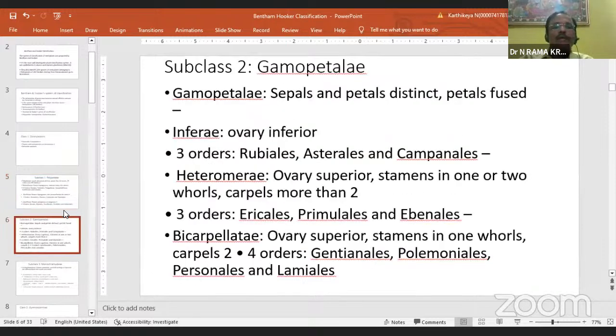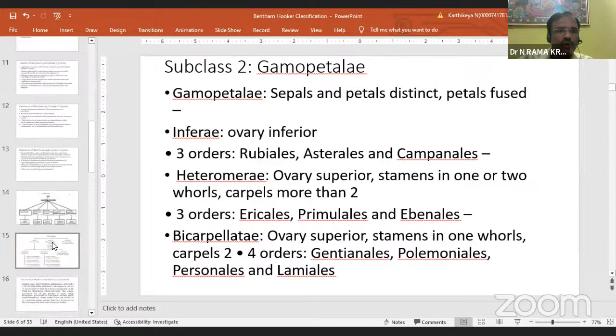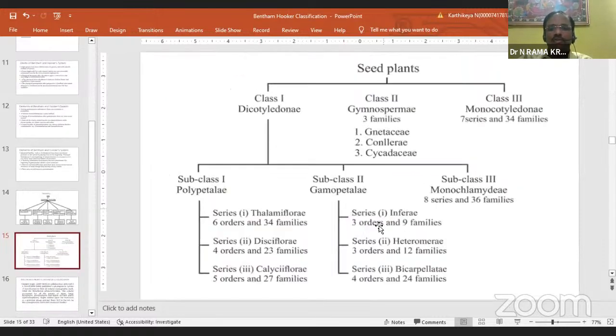Now we are going to discuss the second point, that is Gamopetalae. Gamopetalae means sepals and petals are fused, often gamopetalous. Here we are looking at the chart. This is a flow chart. Now you see this flow chart.